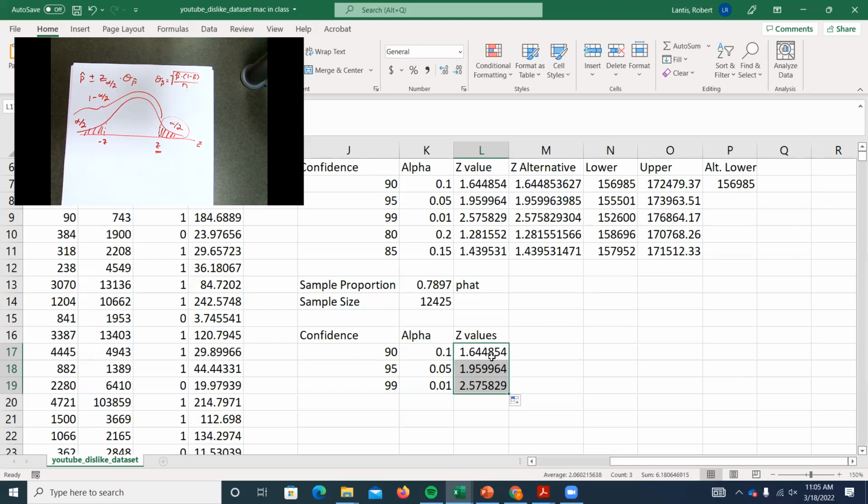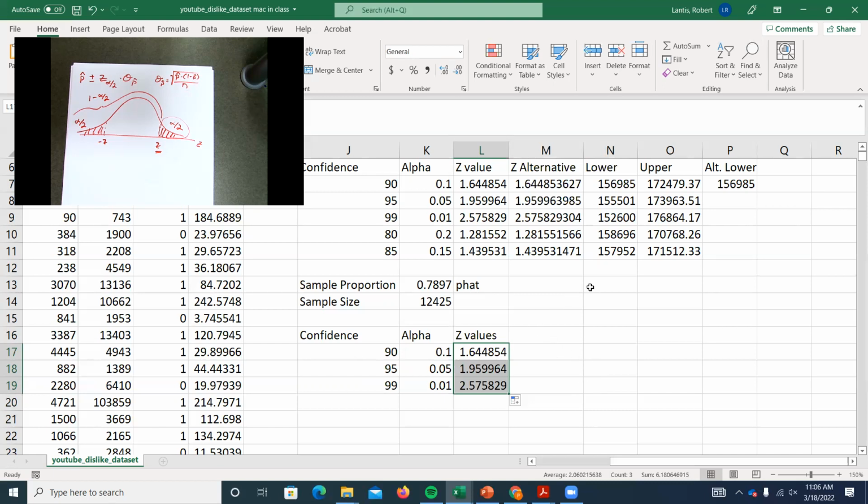Any questions up to this point? Yeah, so I had this in here. When I copy this down, if I just left click and drag this down, it'll then update the cell reference to use the next alpha. Right? Yep. Any questions on that?